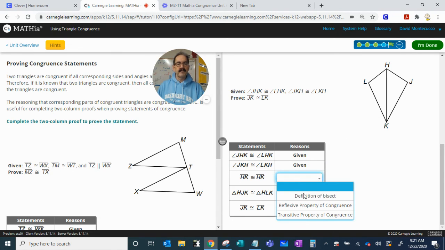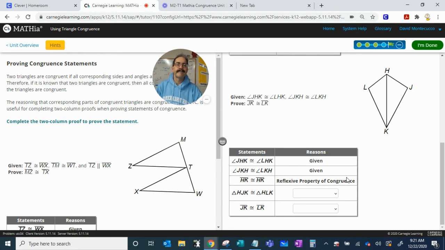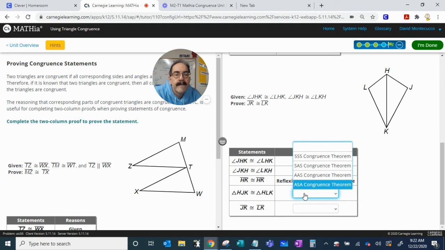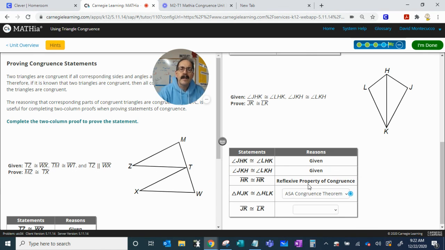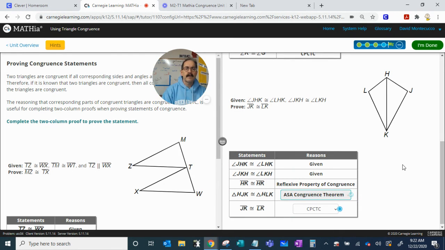HK, this is the reflexive piece. And the triangles, what do we have? Angle, side, angle, ASA. And HLK. And I just click on angle, side, angle. And then we have the corresponding parts of corresponding triangles.